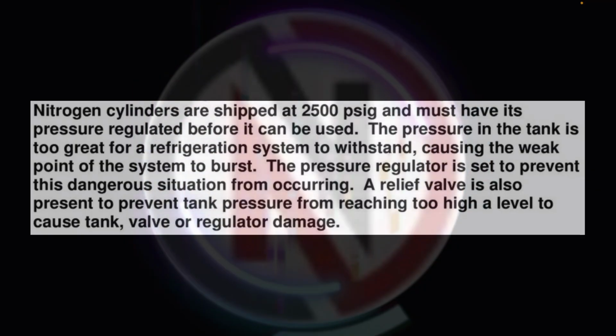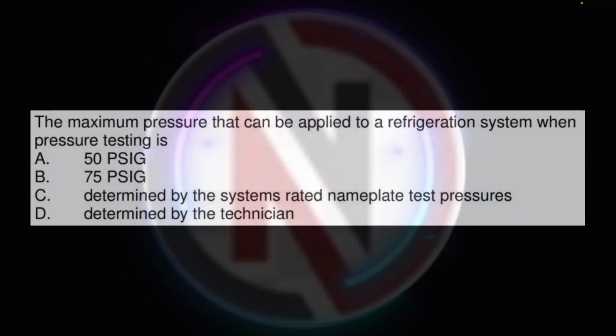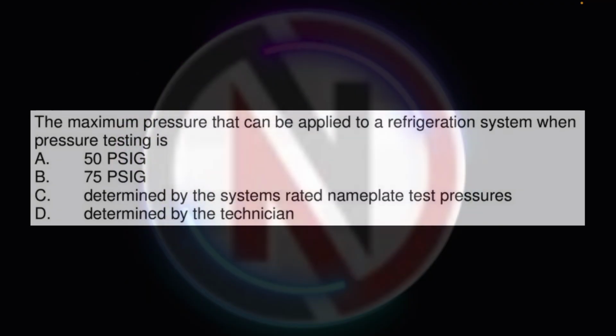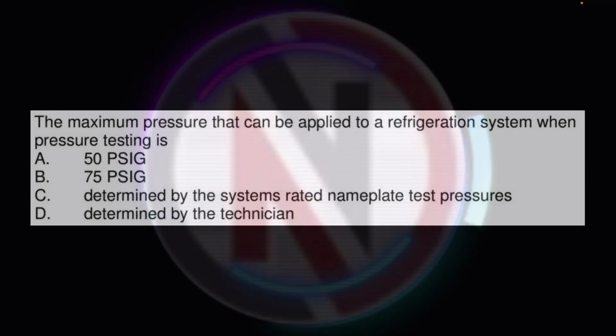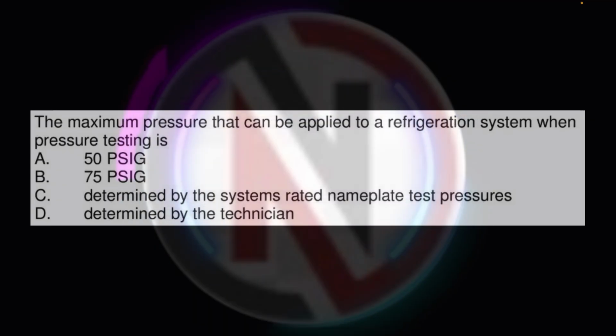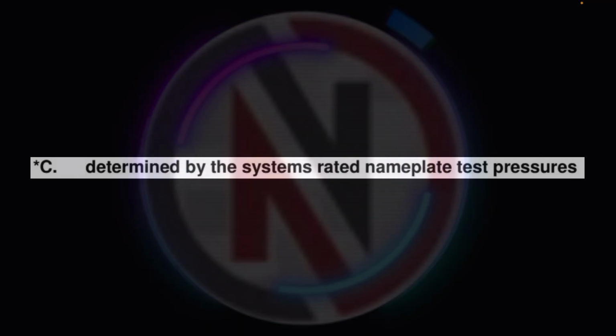The maximum pressure that can be applied to a refrigeration system when pressure testing is: A. 50 psig. B. 75 psig. C. Determined by the system's rated nameplate test pressures. D. Determined by the technician. C. Determined by the system's rated nameplate test pressures.